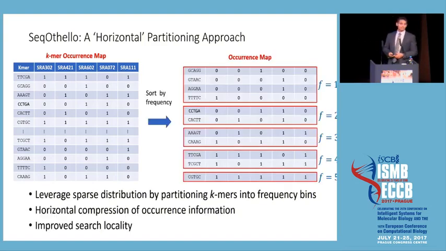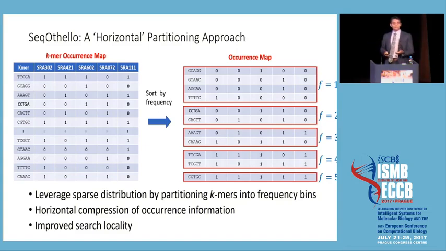We are actually able to compress this bit matrix using partitioning. How we partition is based on the occurrence of the k-mers, the frequency of their occurrence. So we divide them into several frequency buckets. This bucket would store k-mers which appeared in only one sample. And this bucket would store k-mers which appeared in exactly 5 samples.